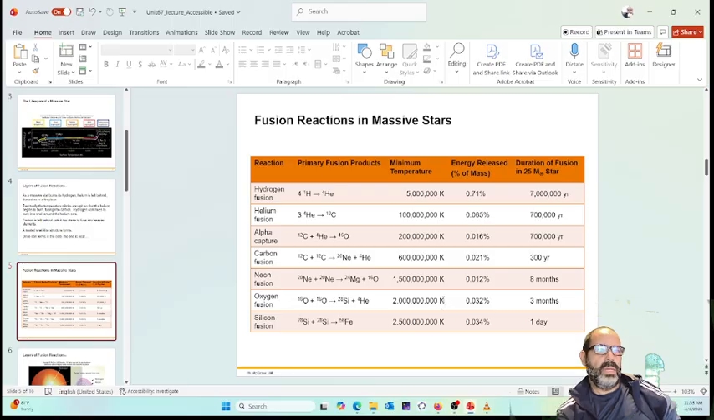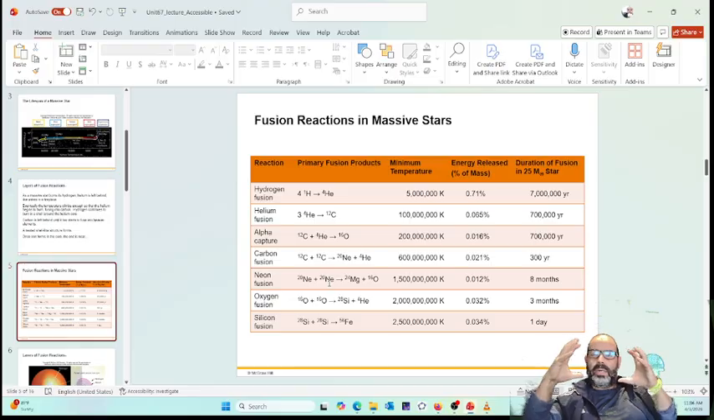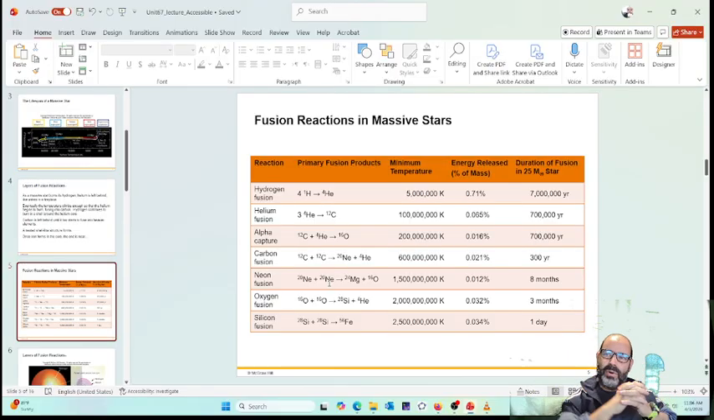And then after neon, it's going to start fusing oxygen, but that requires temperatures of about 2 million Kelvin. Again, because it's running out of neon fuel, it's going to collapse further, increasing its temperature. Once the temperature is about 2 billion Kelvin, then for about 3 months, which is absolutely nothing, it's like a fraction of a second for us, okay? It's going to fuse the oxygen and form silicon.